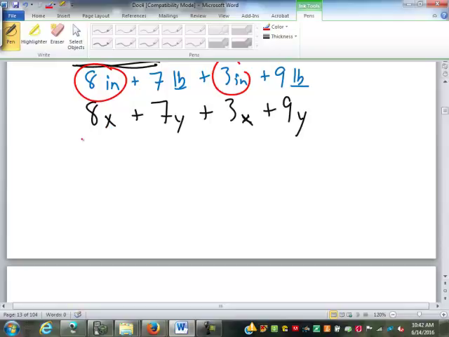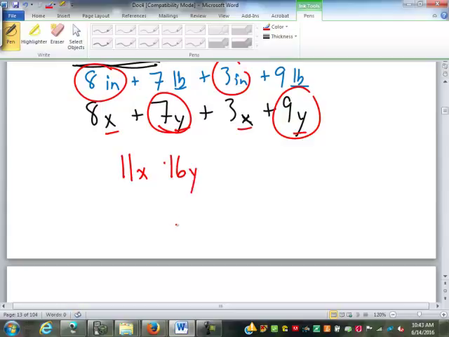The 8 and the 3. 8 and 3 make 11, and we keep the same name of x. What else can we combine? 7y and 9y. 7 and 9 make 16, and we keep the same name of y. Now there's something missing in my answer right now. There has to be something that links these two things together, these two numbers together. Since this is a positive 16, yes, you put a plus in there.